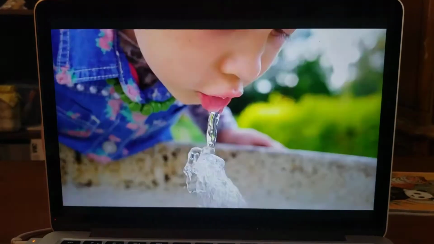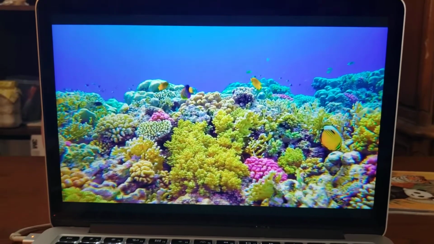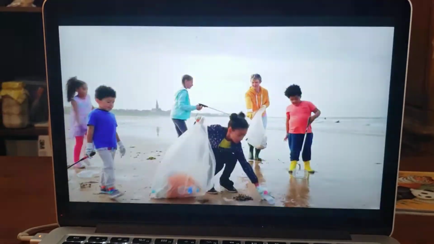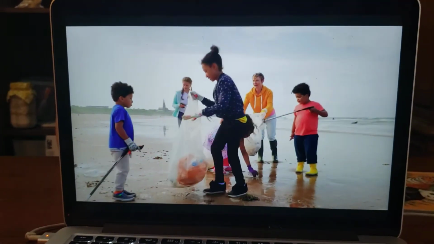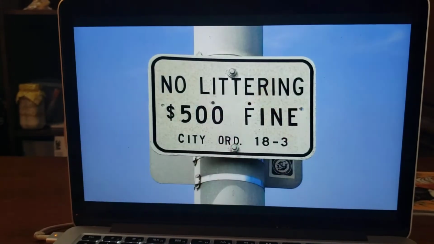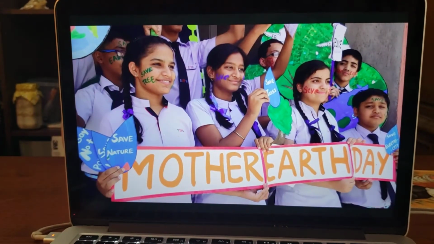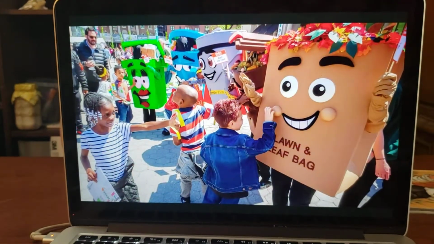A healthy earth also means there is clean water. We all need clean water to drink, and fish and other sea animals need a clean place to live. Luckily, many people have realized how important it is to keep the earth clean and healthy. Now we have laws to protect the earth, and people around the world celebrate Earth Day every April 22nd.